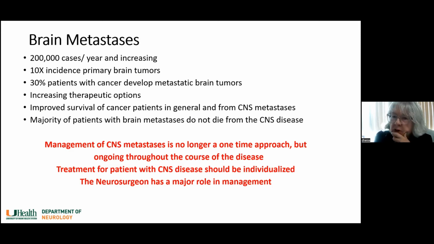We also are seeing improved survival of our cancer patients, and improved responses and survival from the CNS disease. So now the majority of patients with brain metastasis do not die from their CNS disease. And it wasn't too many years ago that if the patient developed brain metastasis, it was palliative radiation therapy and an automatic hospice. And now this has changed such that the management of the brain metastasis is no longer a one-time approach, but ongoing throughout the course of the patient's disease.